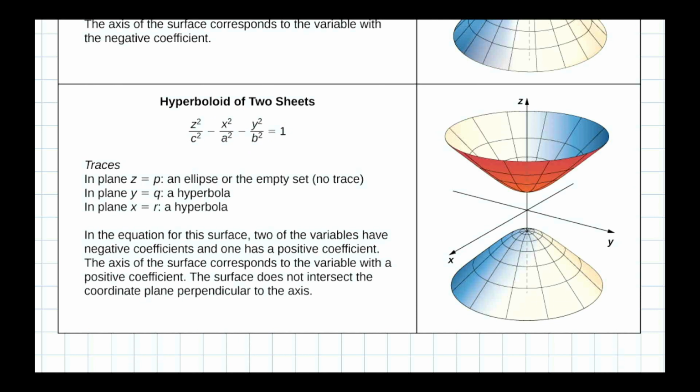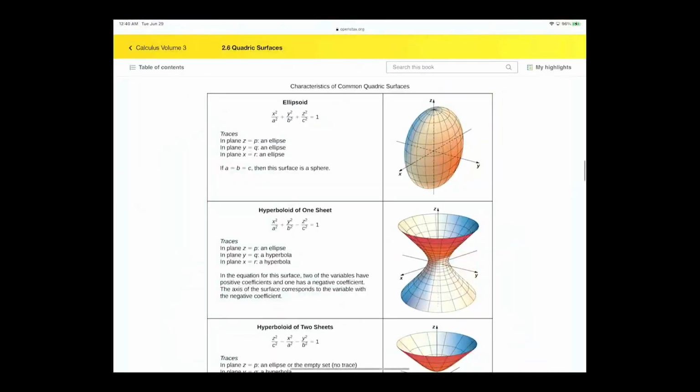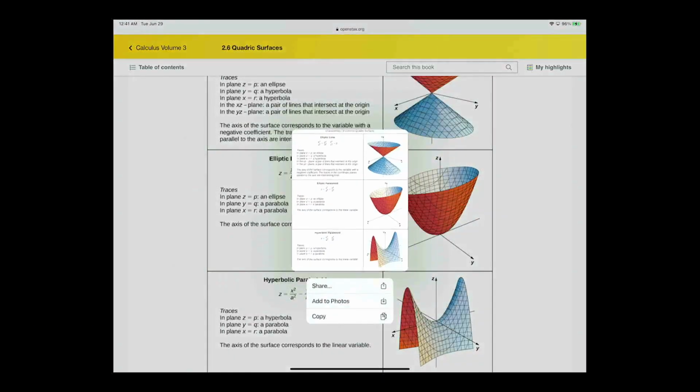After that, then notice that it says like z equals p. It says an ellipse or the empty set, no trace, empty. But then from the side, hyperbola, hyperbola. Okay. So those are some of the shapes. They're not all of the shapes because there's 3 more down here that they have.